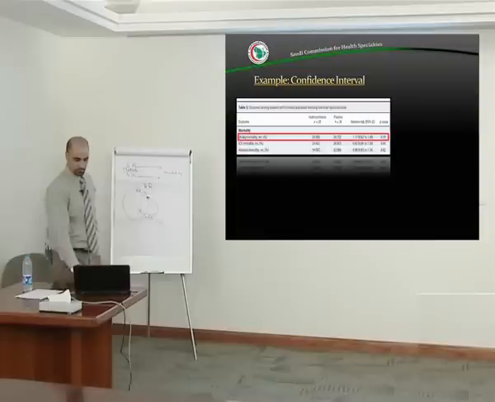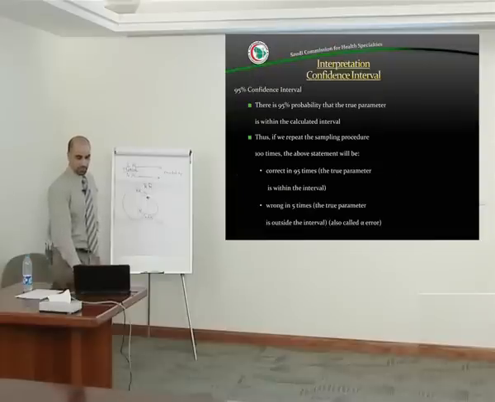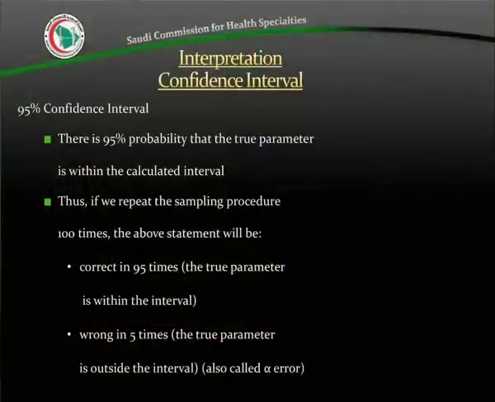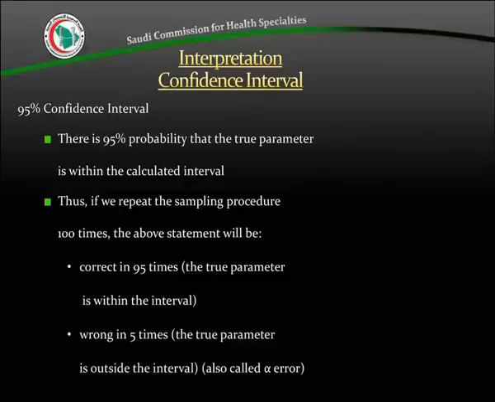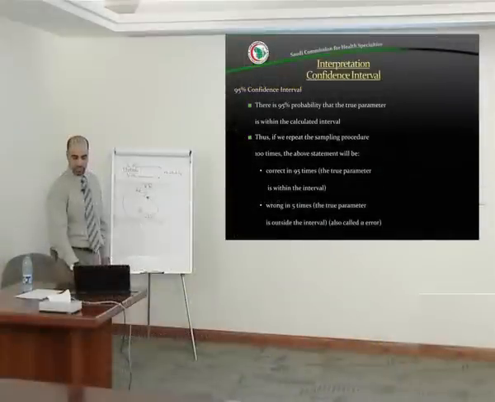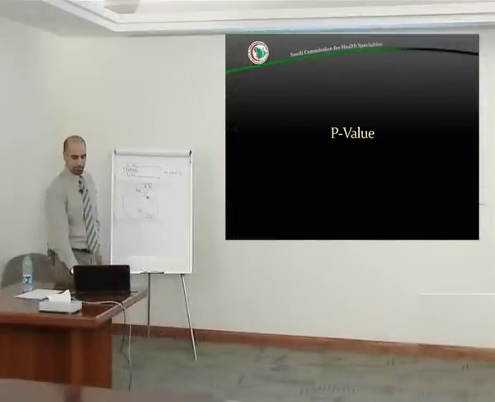1.49. Now, the confidence interval: there is 95% probability that the true parameter of the population is within the calculated interval. Thus, this might be true 95 times, but I might be wrong 5 times. So 5% in this case is the error.